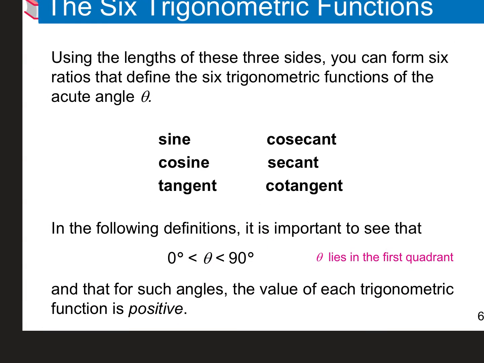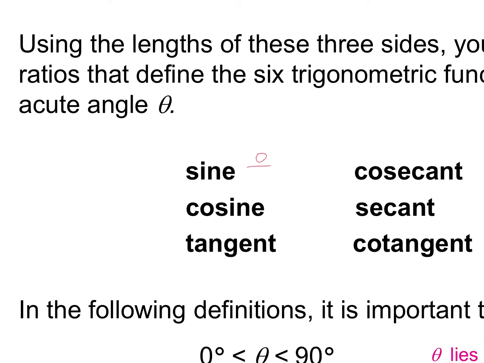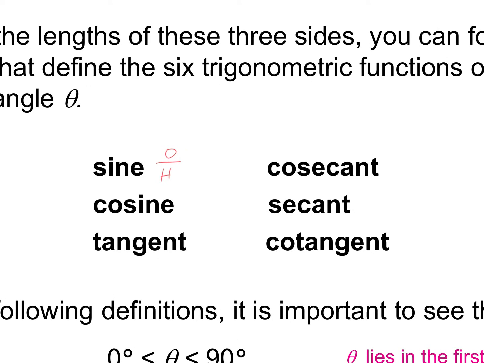All right, when we talk about our reciprocal functions, think about this. If sine is opposite over hypotenuse, what is my cosecant? Hypotenuse over opposite. You literally just flip them. So if cosine is adjacent over hypotenuse, what is our secant? Hypotenuse over adjacent. Great. And if tangent is opposite over adjacent, then my cotangent is adjacent over opposite.